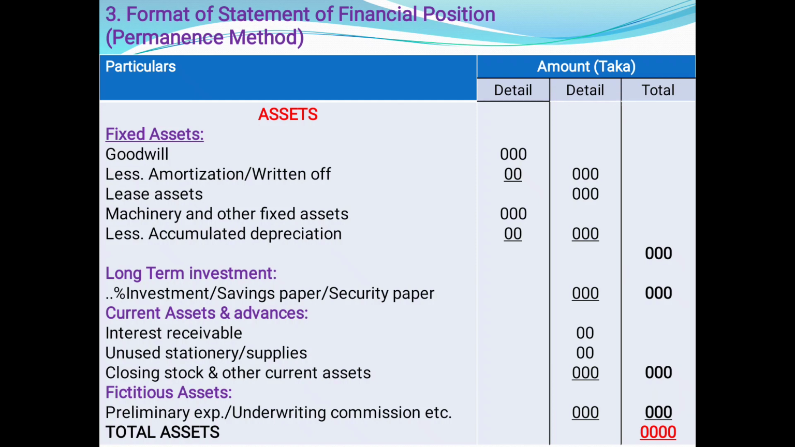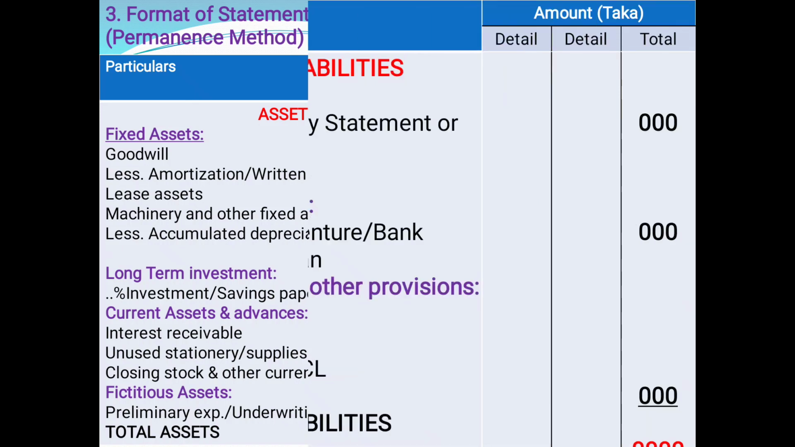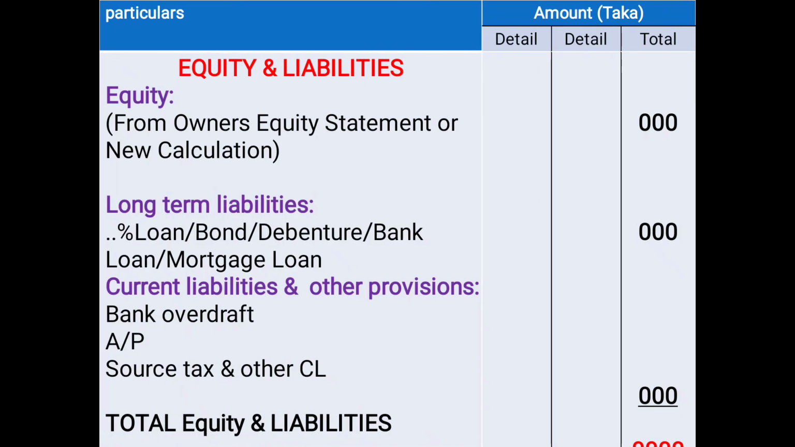Dear students, you are watching. Totally 4 heads are available on the asset side. First one, fixed assets. Second one, long-term investment. Third one, current assets and advances. Fourth one, fictitious asset. Second part is equity and liabilities in the statement of financial position. In this part, 3 heads are available. First one, equity. Second one, long-term liabilities. Third one, current liabilities and other provision.